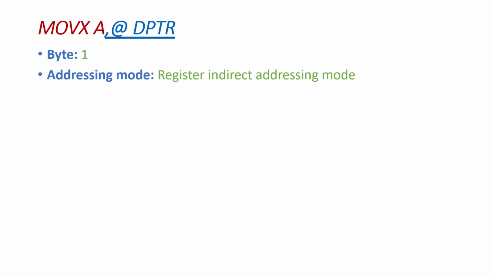Now the next instruction is MOVX A, @DPTR. This is a 1 byte instruction. The addressing mode is register indirect addressing mode.